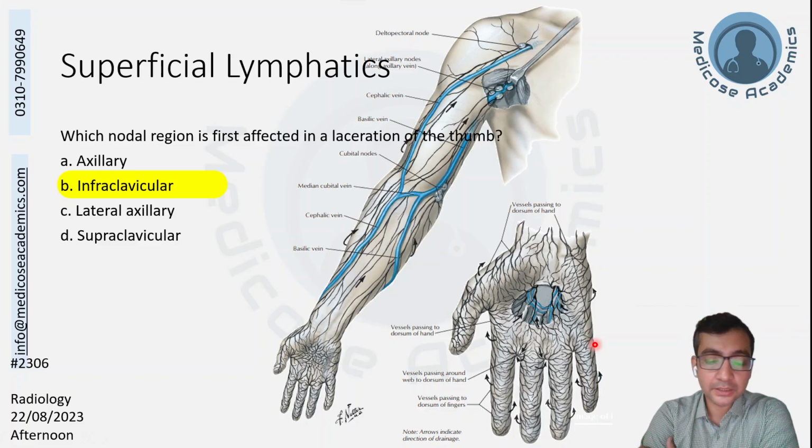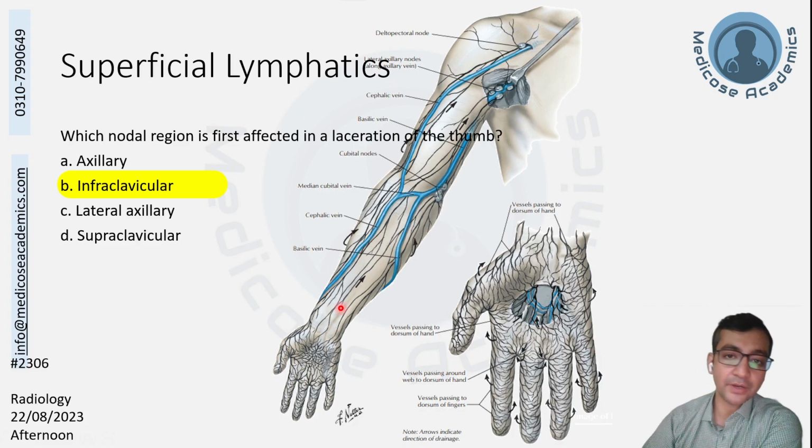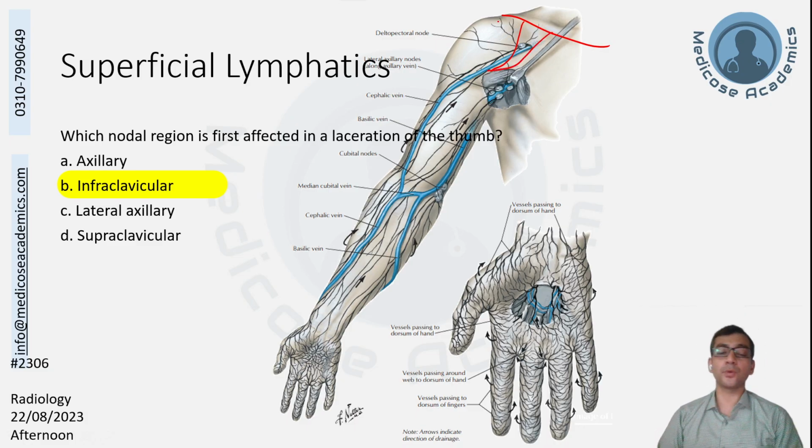If you can see the thumb, if you can follow the lymphatic vessels, they go along the cephalic vein, and the first vein in this group of nodes, they have two names. It is below the clavicle, so that is known as infraclavicular node, and here is the deltoid, and here is the pectoralis major, and between them there is deltopectoral groove, so they are also known as deltopectoral nodes.